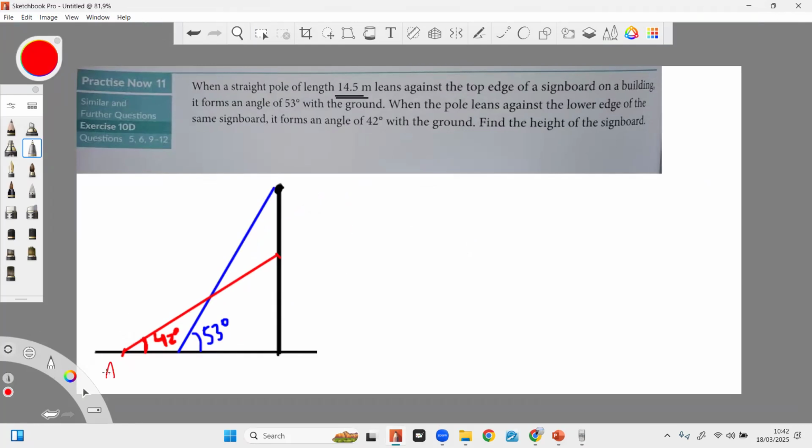Now, 14.5. Let's say this is A. Name it, you can name it anything. A, B, C, D, E, right? No more else. What is the length of AD, guys? 14.5. What is the length of BE? The same, right? Same ruler, same object.